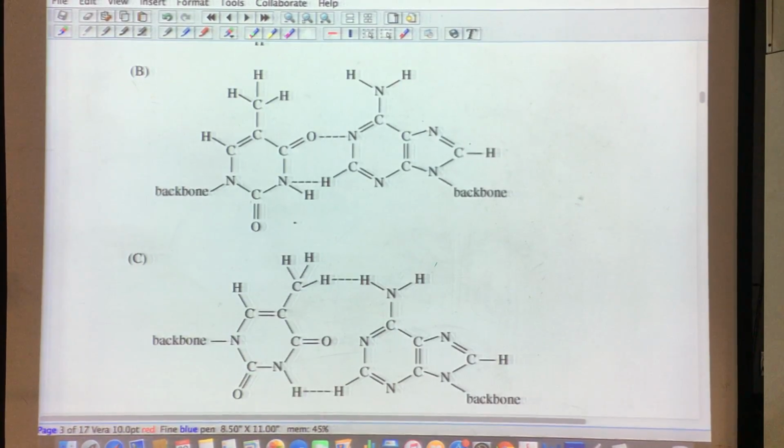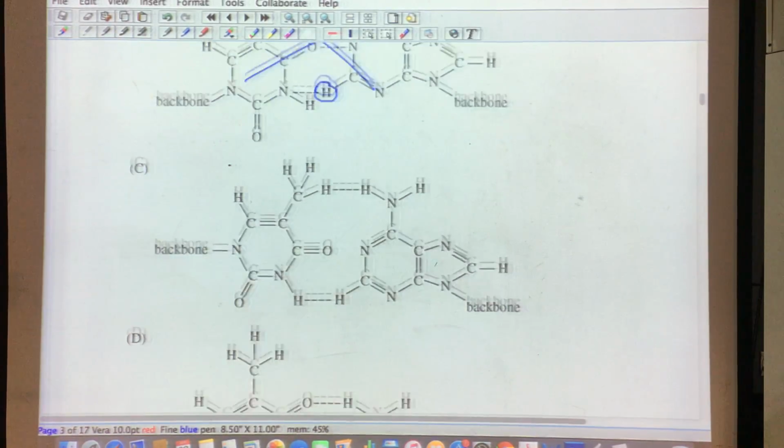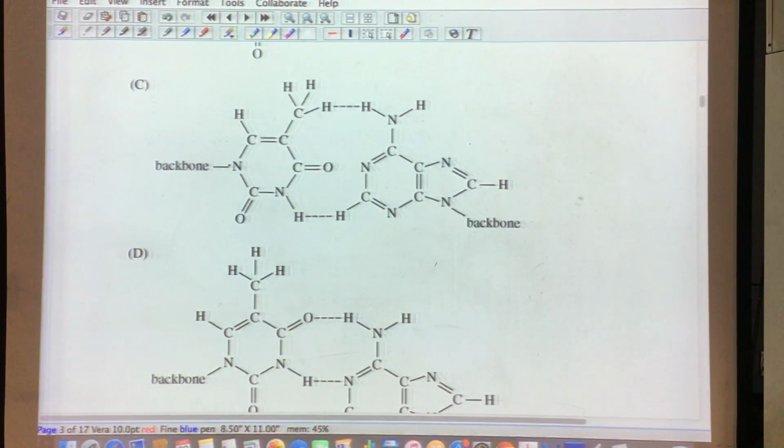B, let's see what we got here. Another non-electron deficient H. That's not an FON. That's not going to H bond. Not going to happen. Okay, B goes bye-bye. Looking at C, I've got another non-electron deficient H here. This is not going to H bond. It's not going to dangle that proton out there. They're sharing electrons almost equally.